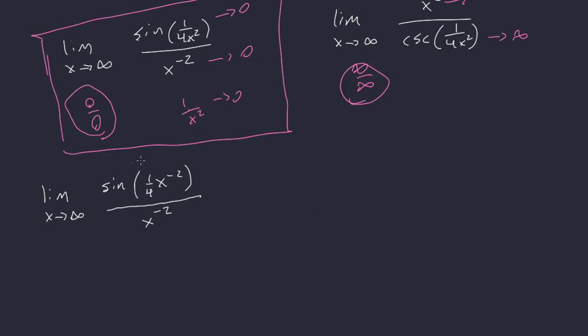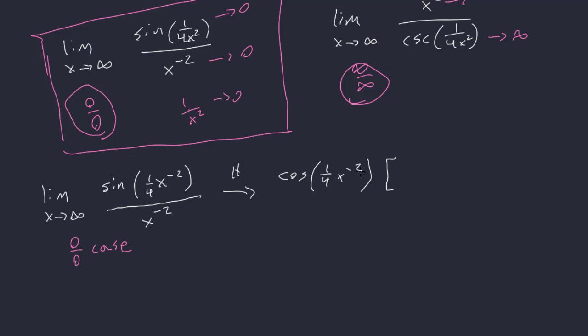Okay, so here I've rewritten the problem a bit. We now have that this is the limit as x goes to infinity of sine of 1/4 x to the negative 2 all over x to the negative 2. Okay, and it's a 0 over 0 case, so we can apply L'Hopital's Rule. All right, so when we apply L'Hopital's Rule, well, the derivative of sine of stuff is going to be cosine of that stuff times the derivative of the stuff.